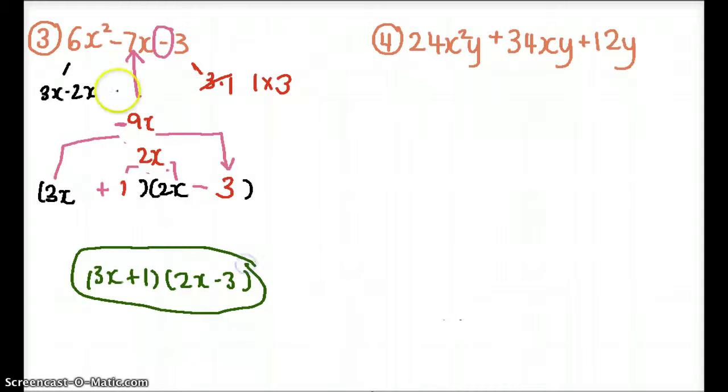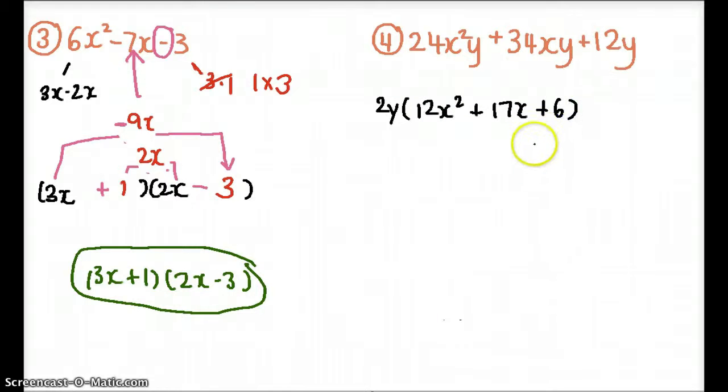Okay. Now we're going to move on to this last problem right here. 24x squared y plus 34xy plus 12y. And at first that may seem kind of hard, but we're going to think of the first rule, factor out the greatest common factor. And the greatest common factor here is 2y, so I'm going to factor that out first. So 2y, 12x squared plus 17x plus 6. So that makes it a lot easier.